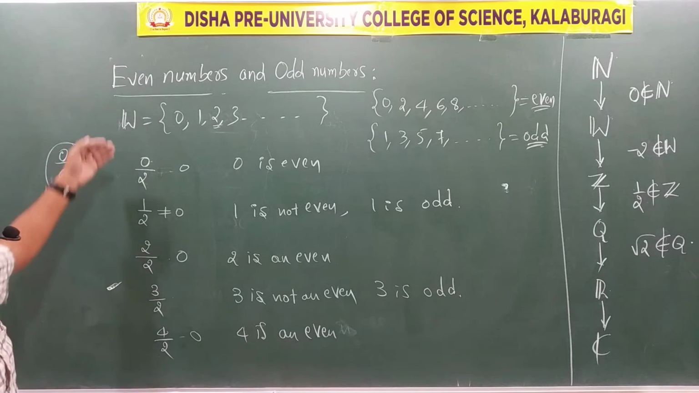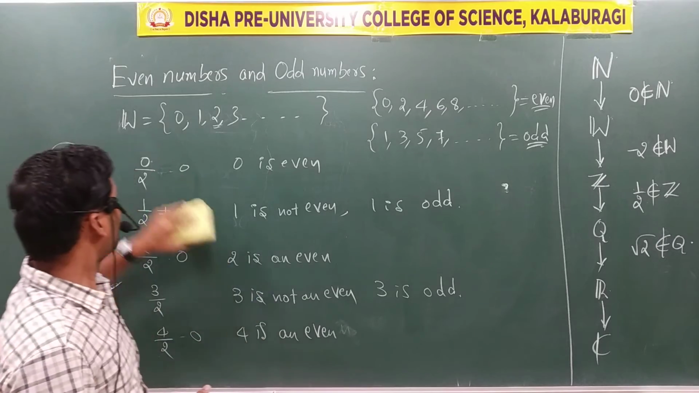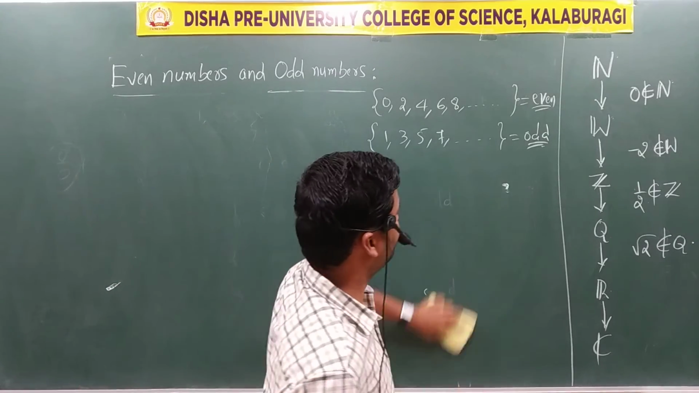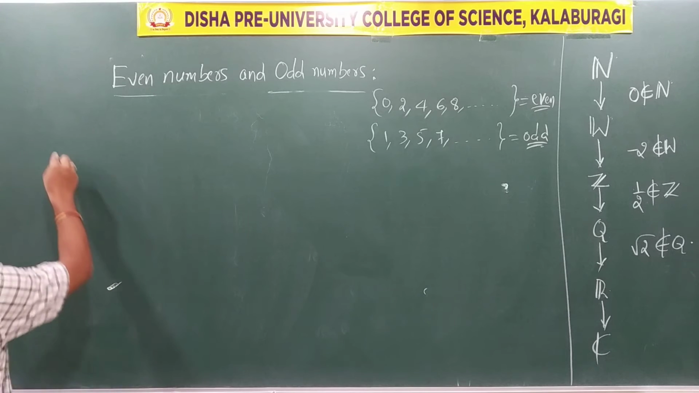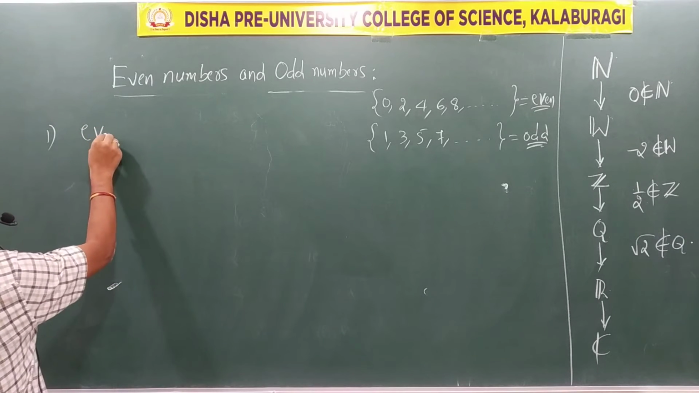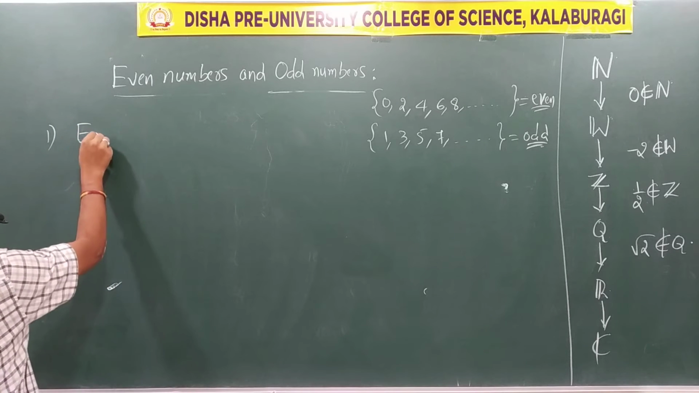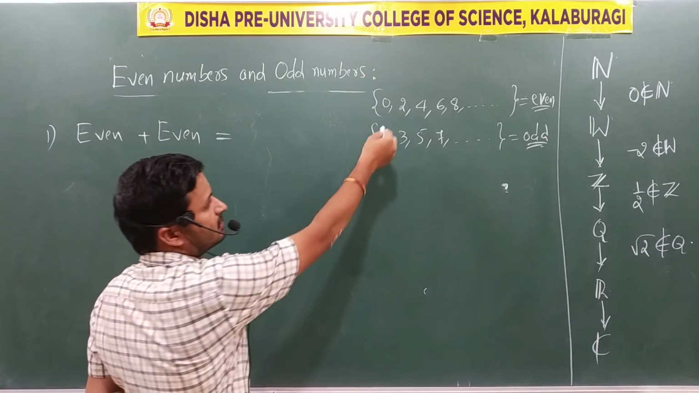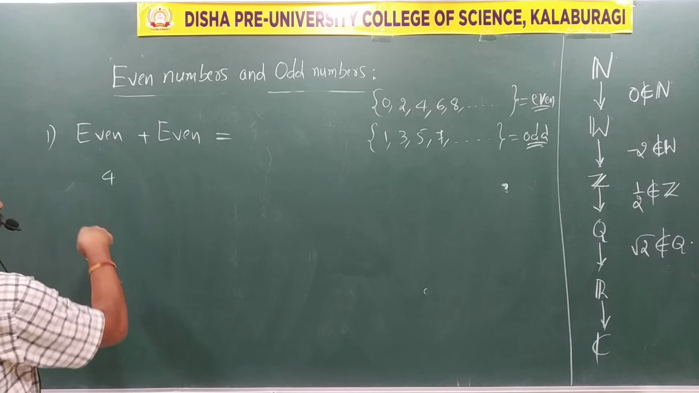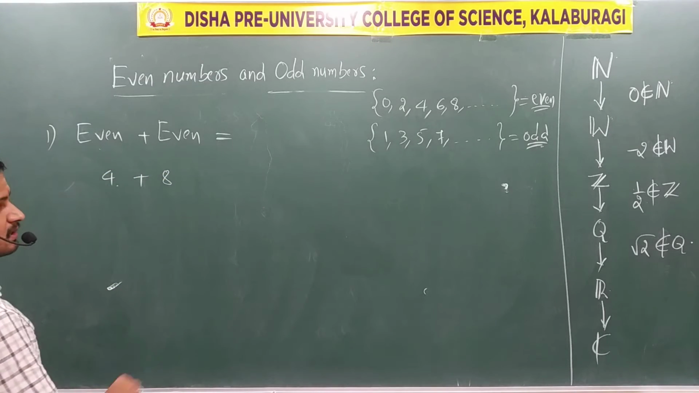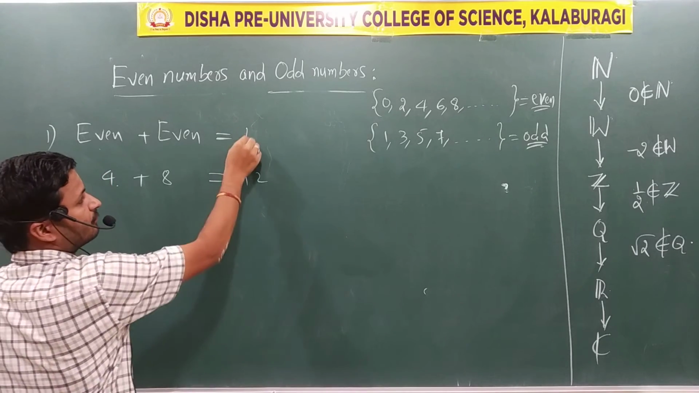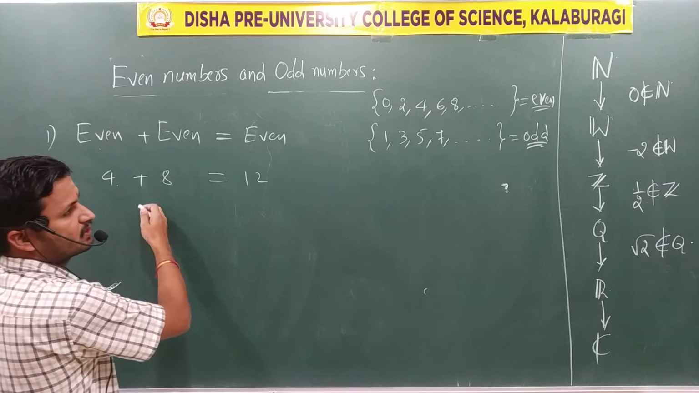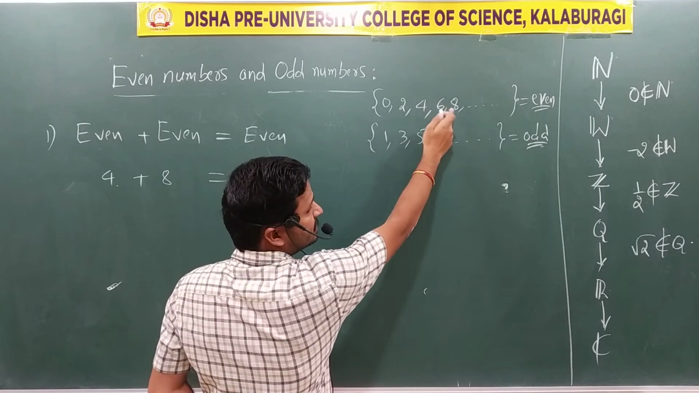And next, there are some properties on even numbers. The first property: the sum of two even numbers, whether we get an even or odd number. Taking an example, 4 plus 8 is 12. Is 12 even? Yes. So the sum of two even numbers is an even number. You can take any values. 0 plus 6 is 6. 2 plus 8 is 10, which is even.